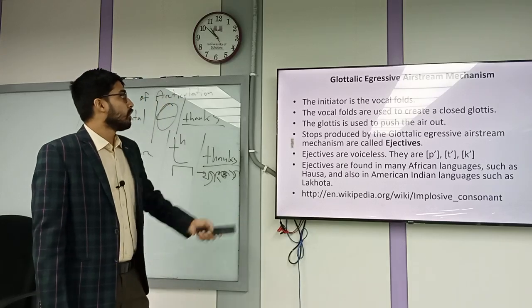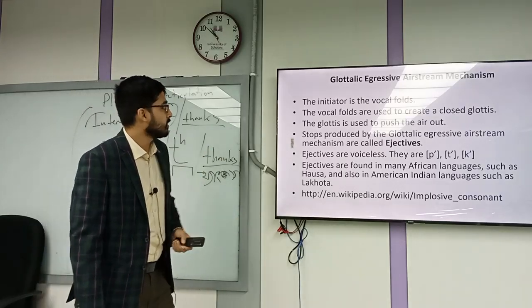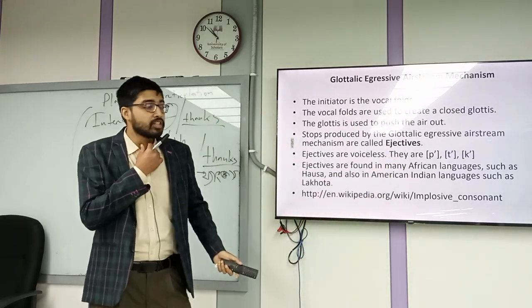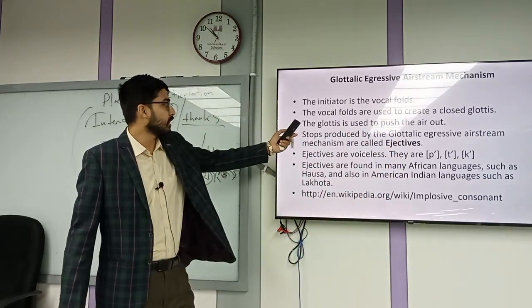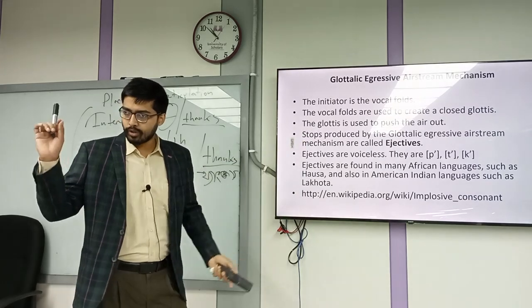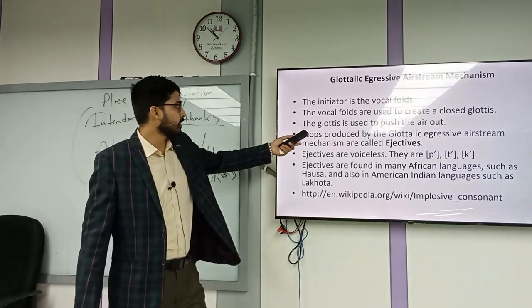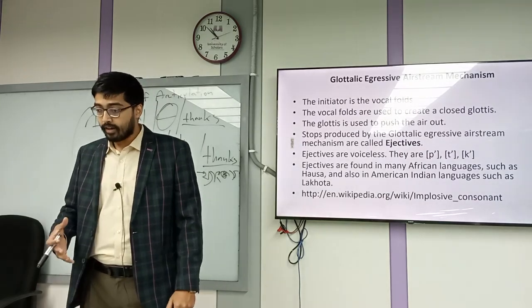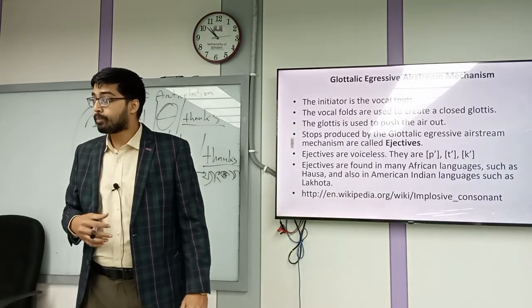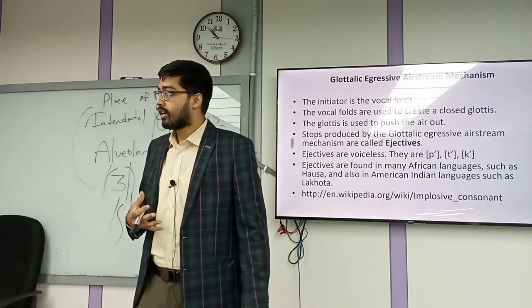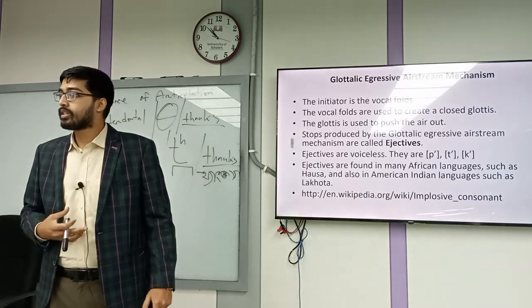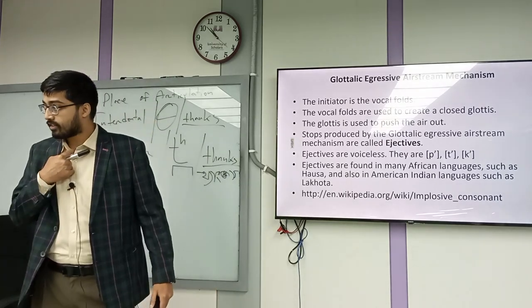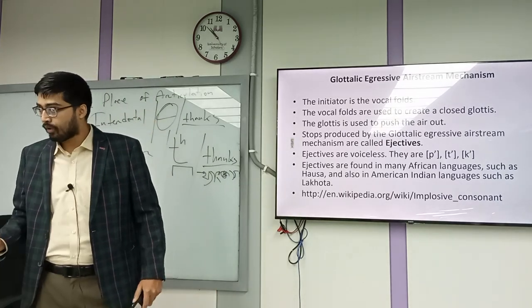Okay, so, glottalic aggressive airstream mechanism. The air initiator is the vocal folds, basically. The vocal folds are used to create a closed glottis. The glottis is used to push the air out. In the previous plosive sounds, the lungs were used to force the air out, but now the glottis is forcing the air out.